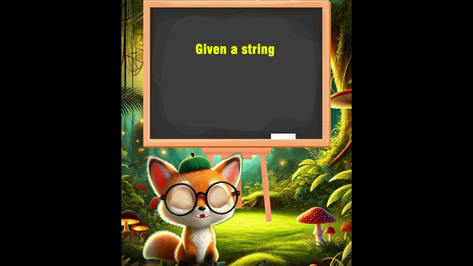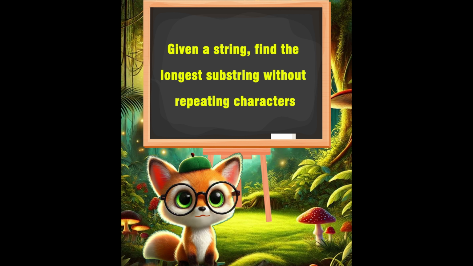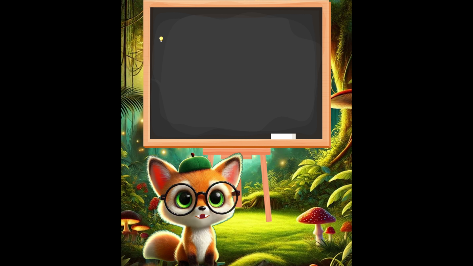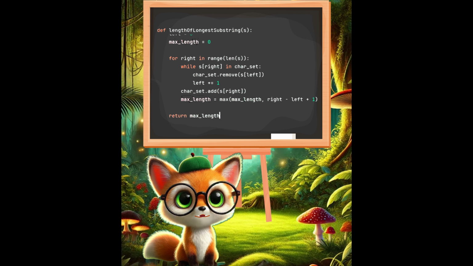Given a string, find the longest substring without repeating characters. Example, sliding window expands until repetition occurs, then shrinks. Let's implement an optimized O(n) solution. We use a set to track unique characters and slide the window efficiently.